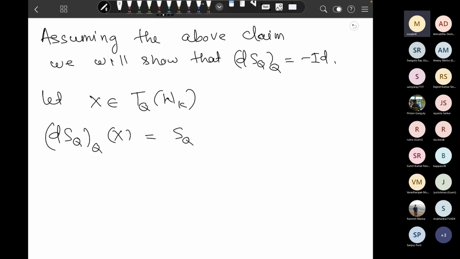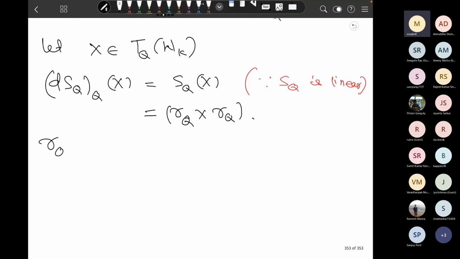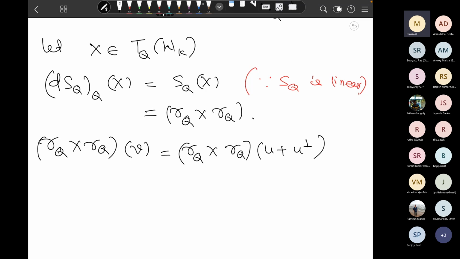This is really S_Q(X). This is because S_Q tends to a linear map on S^n to S^n, since S_Q is linear. So S_Q(X) is equal to R_Q X R_Q. Now I take this R_Q X R_Q and apply it on any b. You can write b as u plus u perp, where u belongs to the image of Q and u perp belongs to the image of Q perp.